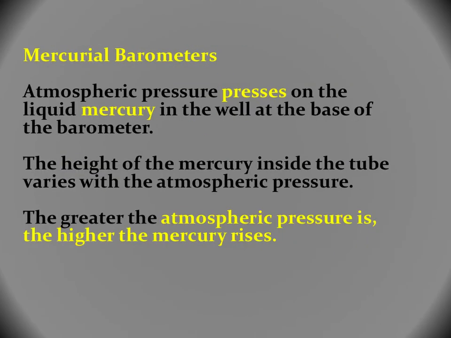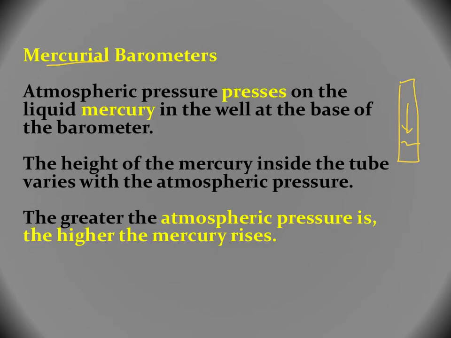There are a few different kinds of barometers. One is called a mercurial barometer. You hear the word mercury in there, so now we're understanding why it's called millimeters of mercury. Atmospheric pressure presses on liquid mercury in the well at the base of the barometer. It looks kind of like a thermometer. There's a little bit of mercury down there, and that pressure pushes down on the mercury, just like it pushes down on us. So the height of the mercury inside the tube varies depending on the atmospheric pressure.